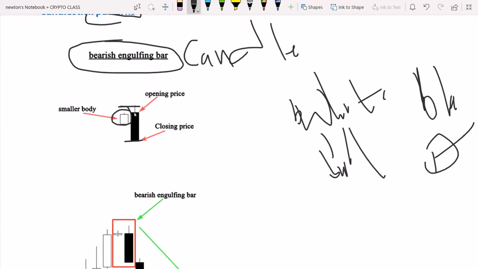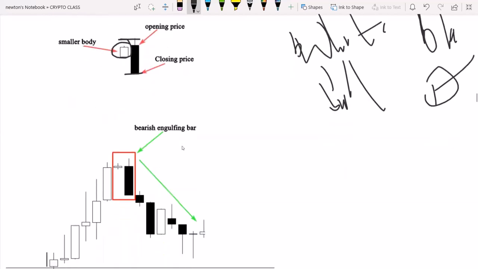Completely means, you see, the candle opens as a bearish candle. Remember, a bearish candle opens and closes. So in this case, this bearish candle opens and then closes, and it completely engulfs this one. It tells you that, okay, sellers are in control. So I should start to sell.